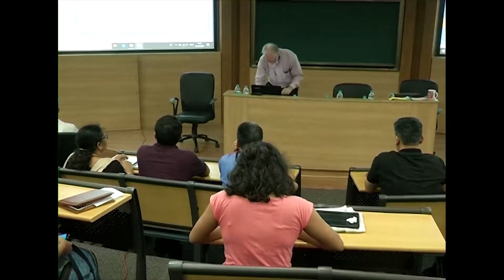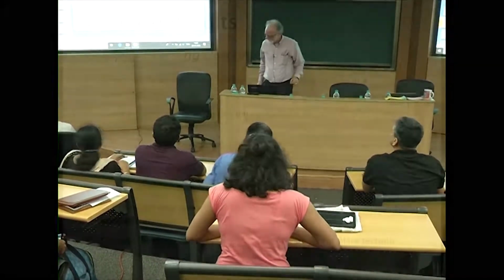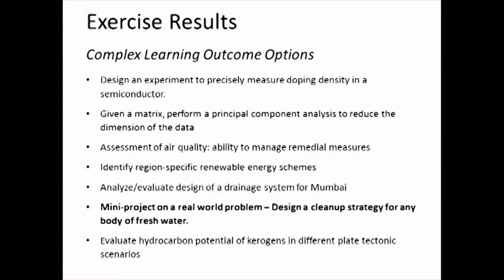Okay, here's what people came up with. The first one actually is a complex learning outcome because it asks for the design of an experiment. If we were to work on that, lots of people would have to know about measuring doping density in semiconductors. And I'm not sure that a lot of people know about measuring doping density in semiconductors. So it's a good complex learning outcome, but it may not be the one to work on.